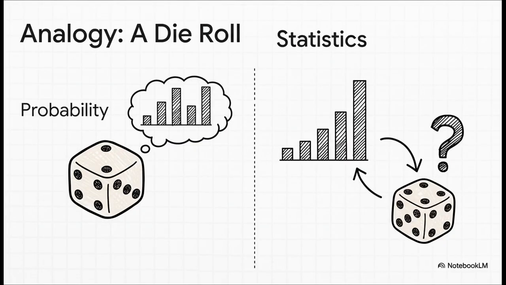A simple die roll makes this crystal clear. Probability asks, hey, if I have a perfectly fair die, what should happen? Statistics looks at the result and asks, okay, I got 25 sixes. Wait a minute. Is this die even fair to begin with? With our button problem, we're doing statistics. We have the data, and we're trying to work backward to the underlying truth of which button is actually better.